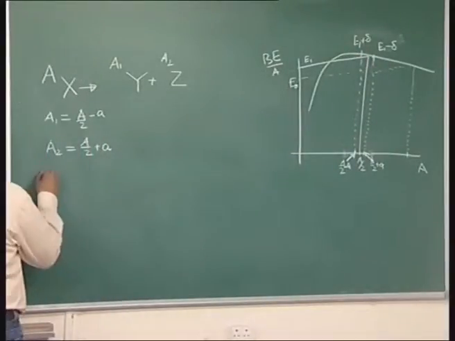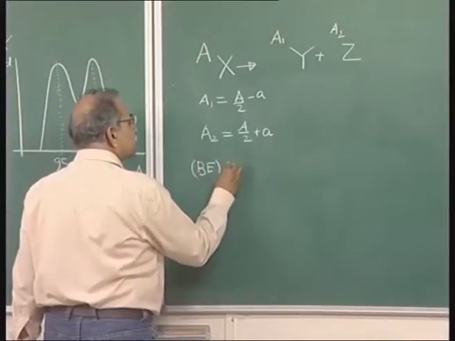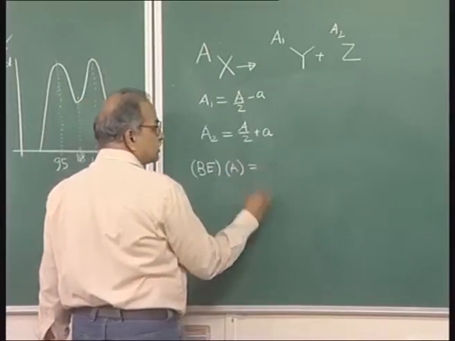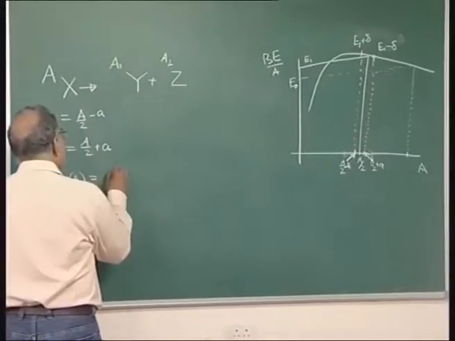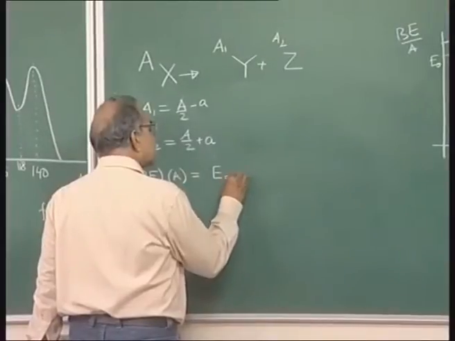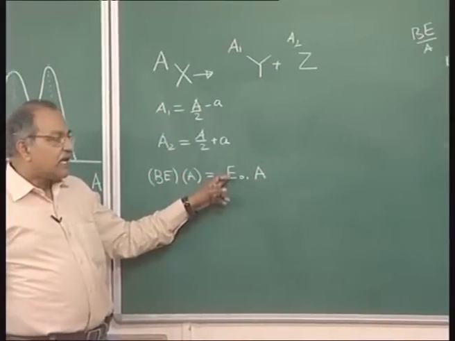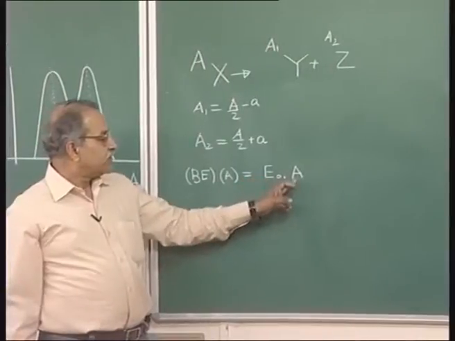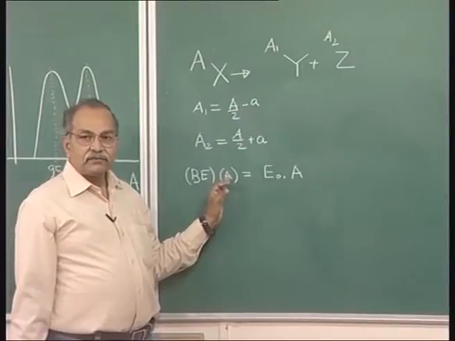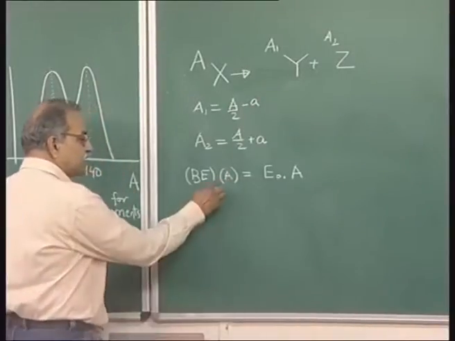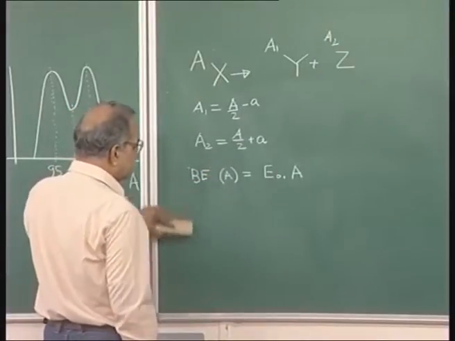So, the binding energy of the initial nucleus with mass number A, that is how much? Binding energy per nucleon here is E naught. So, it is E naught times A. E naught is the binding energy per nucleon at that mass number, multiplied by the mass number. This is the total binding energy for the initial nucleus, right. This is not multiplication, it is binding energy of the initial nucleus.